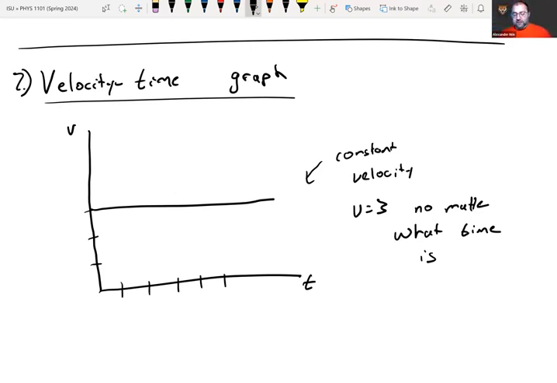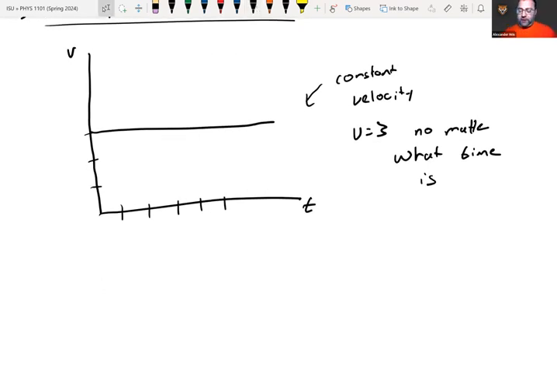So for things like delta v and acceleration, it turns out this graph has no acceleration. We'll talk about that in just a second. But one of the things I wanted to show you is delta x if v equals 3. Now you can think about this. You might be able to figure this out.